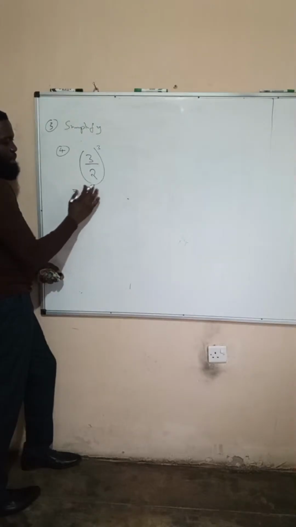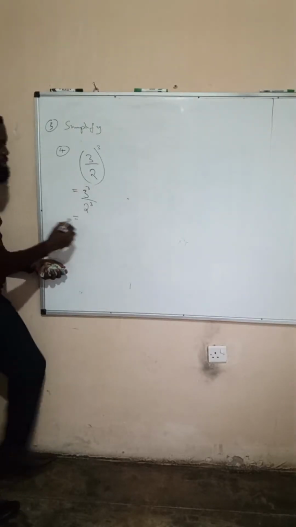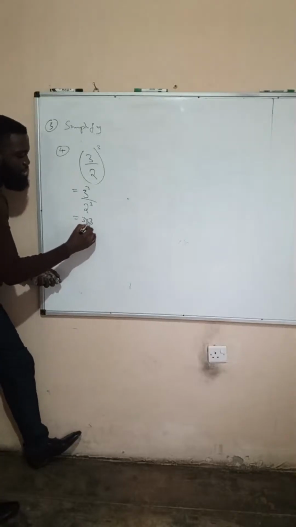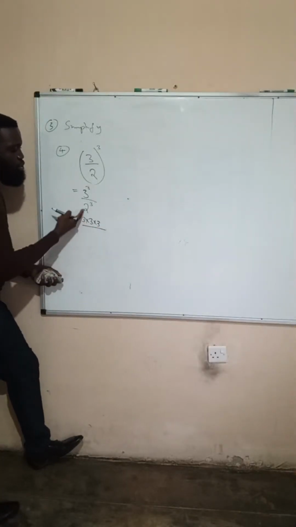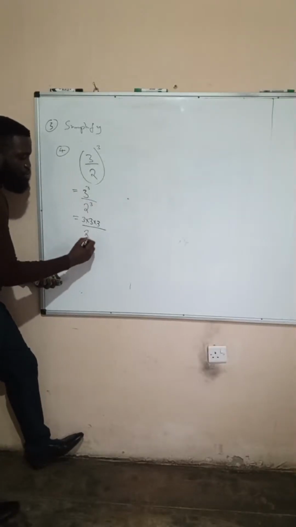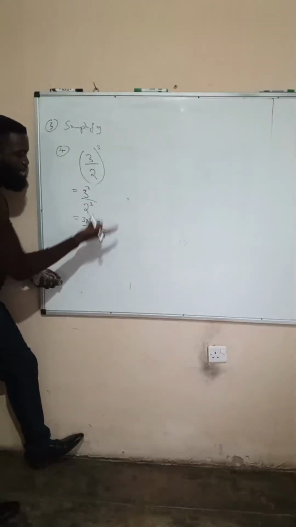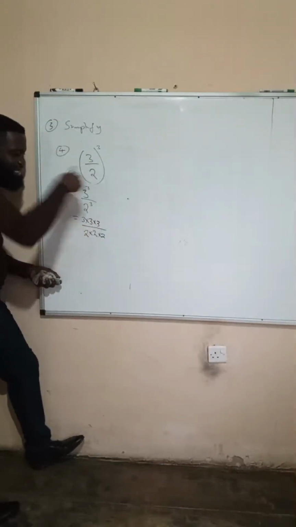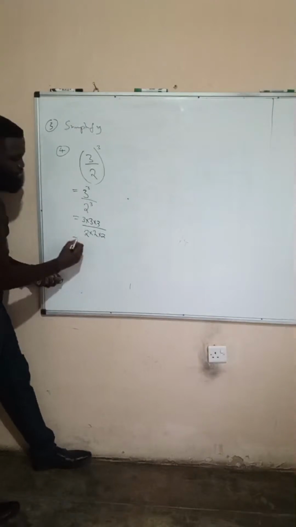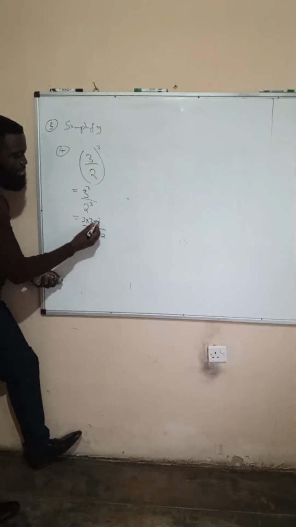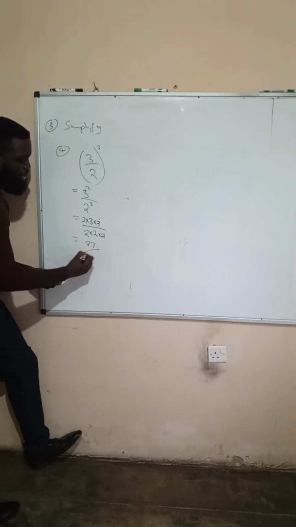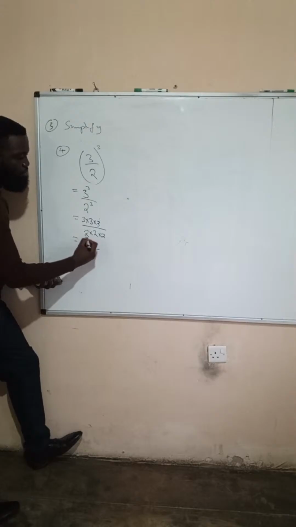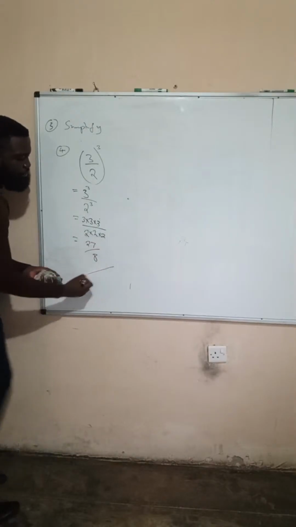And 3 to the power 3, what does it mean? You are multiplying 3 three times, 3 times 3 times 3. 2 to the power 3 does not mean 2 times 3. It means you are multiplying 2 three times, 2 times 2 times 2. Which is 3 times 3 is 9, times 3, 27. 27 over 2 times 2, 4, times 2, 8.